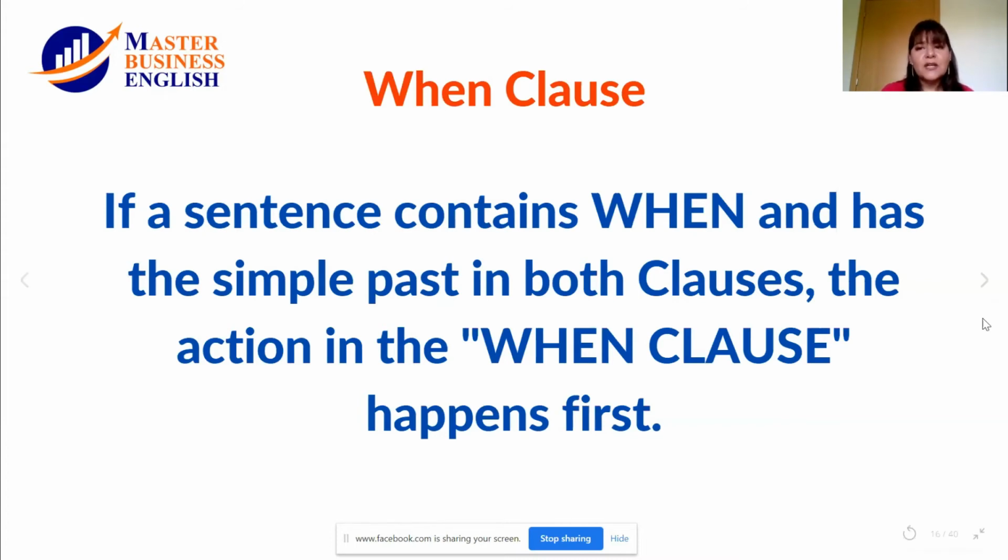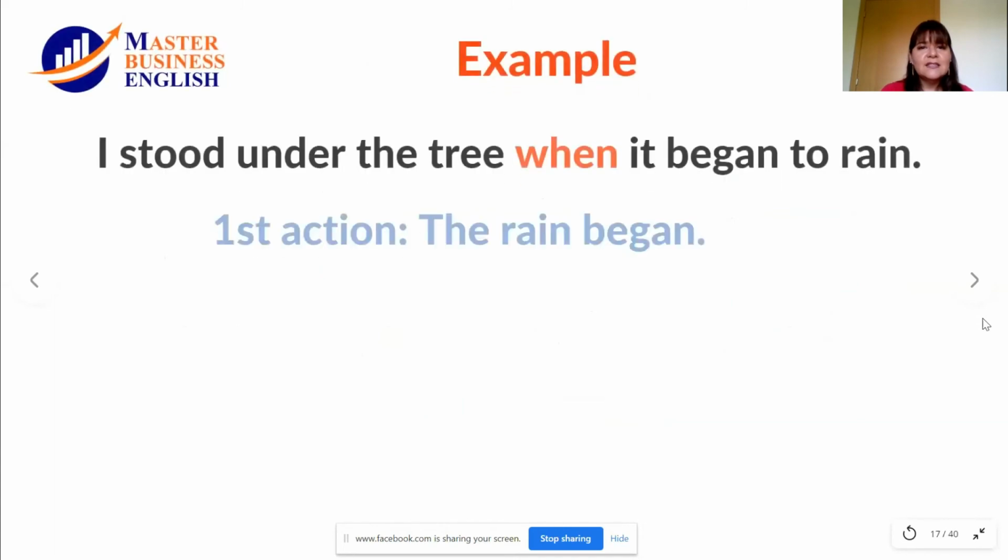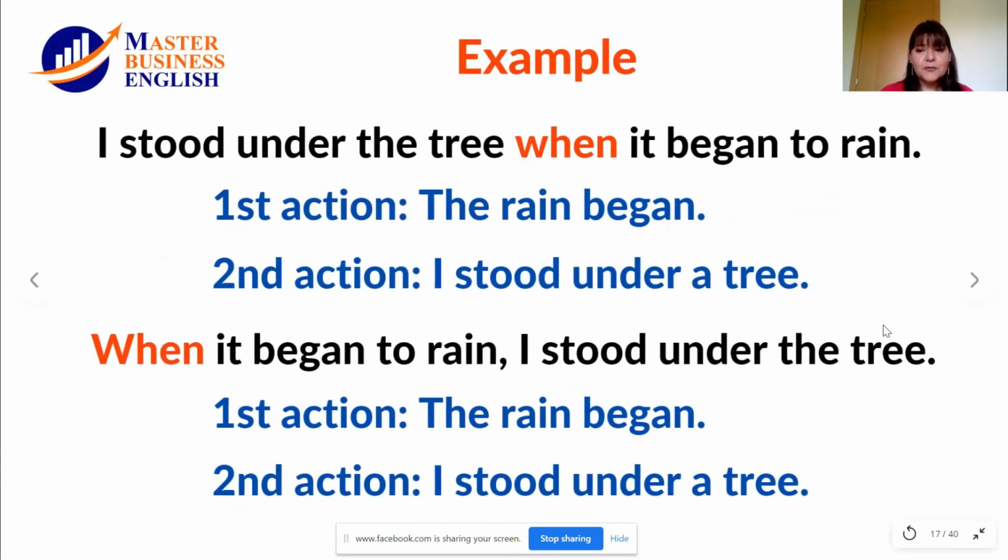Okay, let's see it in an easy way through examples. Here we have: I stood under the tree when it began to rain. You see here we have a sentence, and we have two clauses. And in the middle we have the word when. That is a clause that is called a when clause.